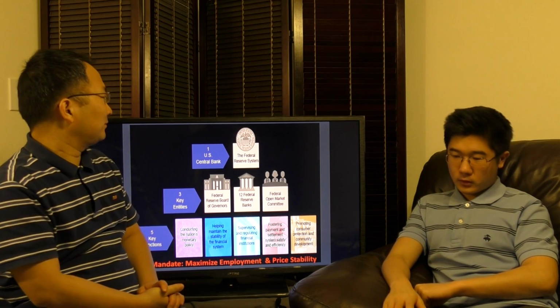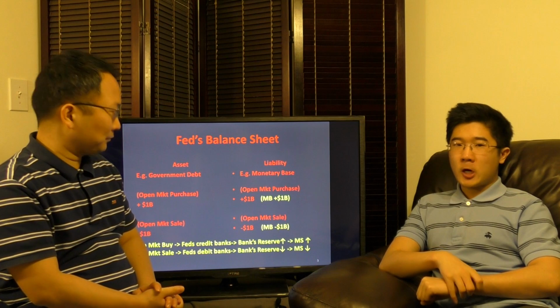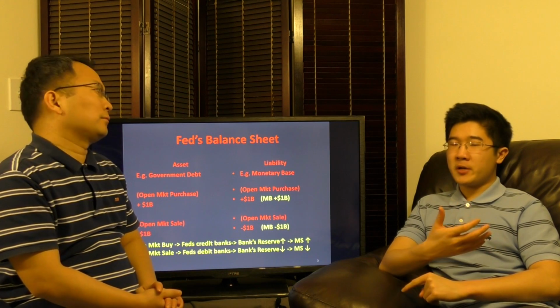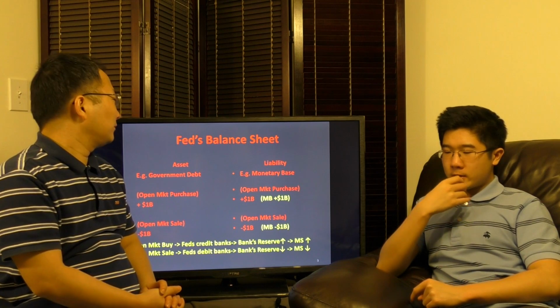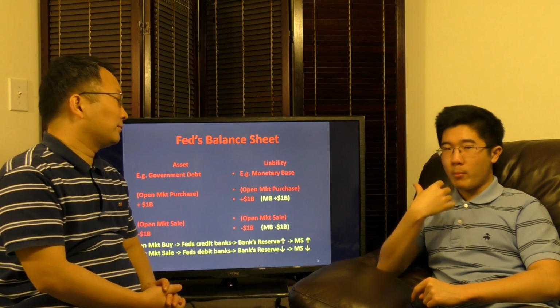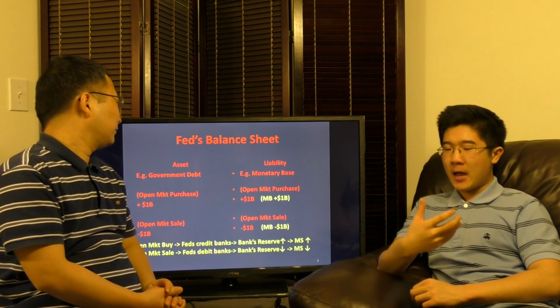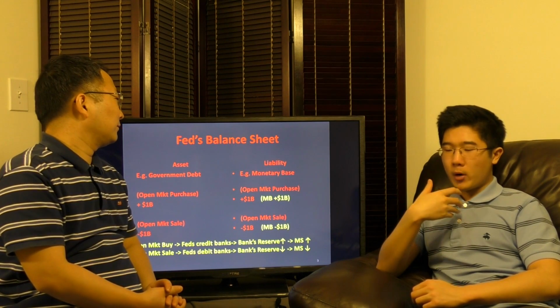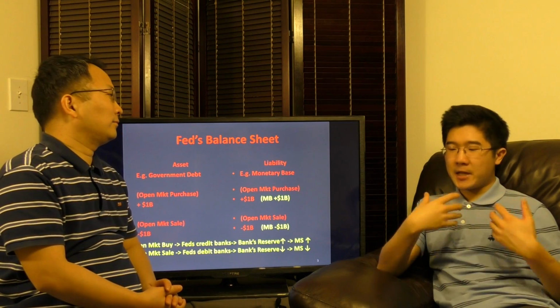So the Fed has a balance sheet just like any other bank. Its assets are mainly government debt, in the form of treasury bonds that it purchases or sells in open market operations. So let's say it has an open market purchase of $1 billion worth of treasury bonds. Then this increases its assets by $1 billion. If it has an open market sale of $1 billion worth of treasury bonds, then its assets decrease by $1 billion.